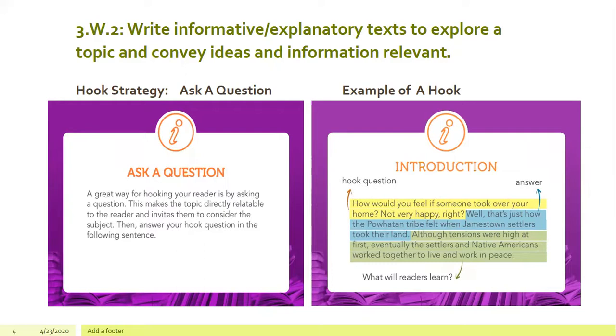So we had that hook question. How would you feel if someone took over your home? And then everything in blue was the answer. And in gray, what will you learn?